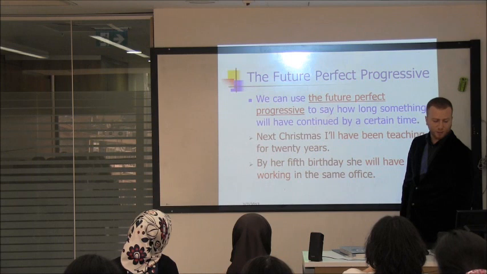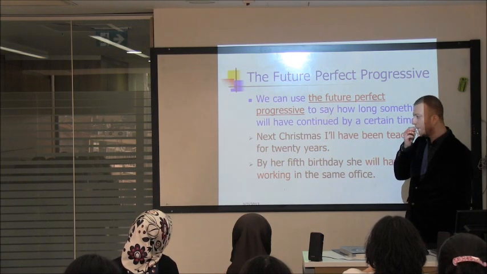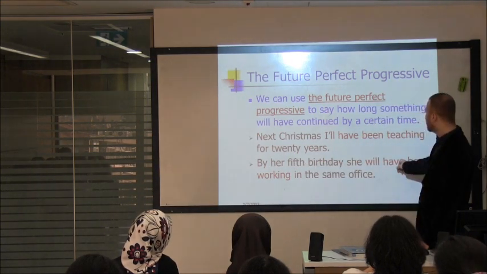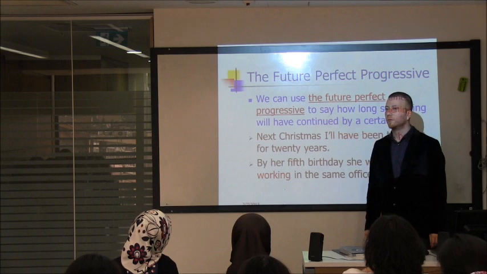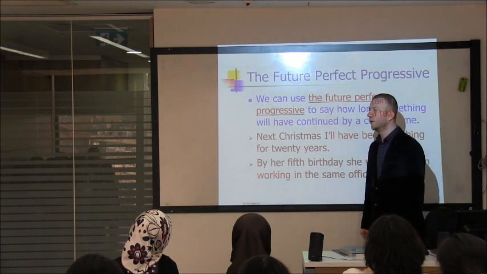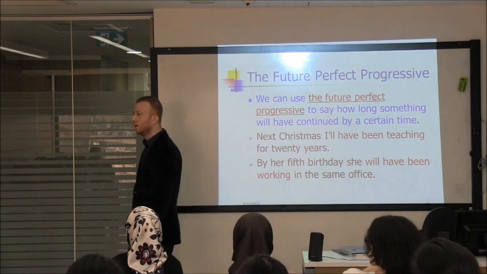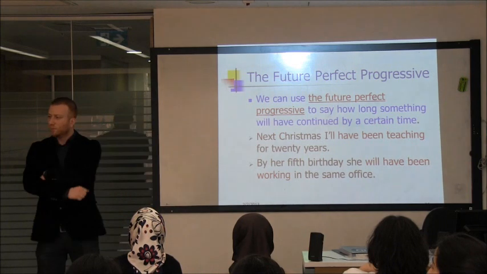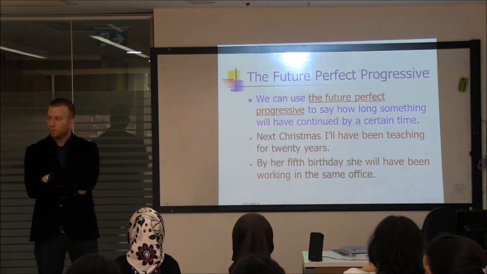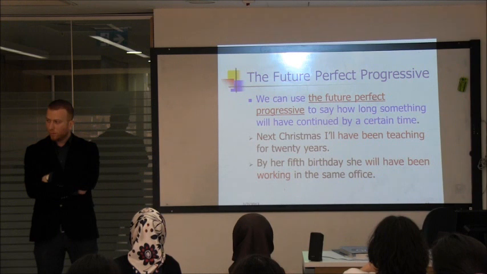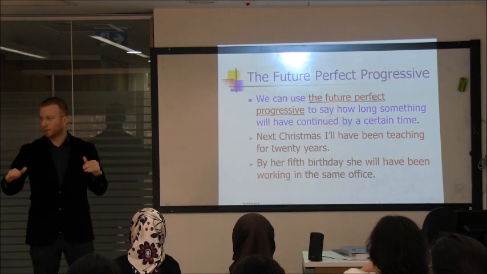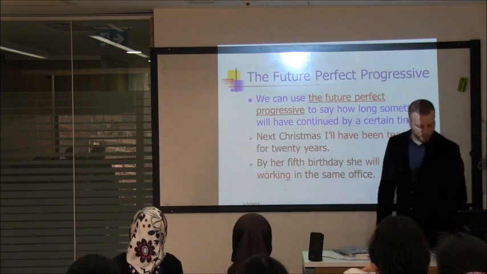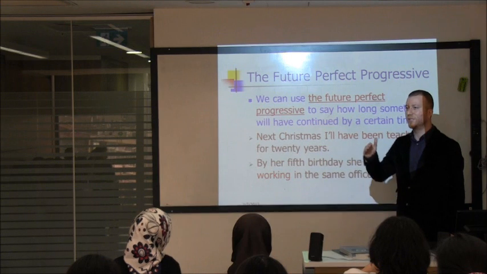By her 5th birthday, she will have been working in the same office. So, if I say, by her 5th birthday, she will have worked, what's going to be the meaning? Dennis? If I say she will have worked, future perfect. Say she will have been working, it's continuous work. Say have worked, it's completed. It's going to be completed, right? Again, the complete and progress keywords.